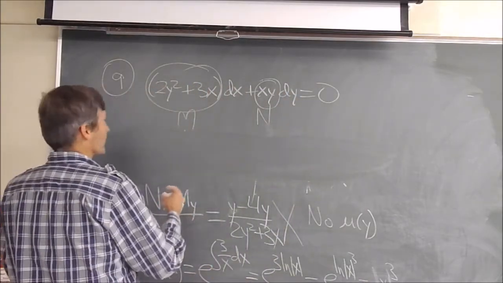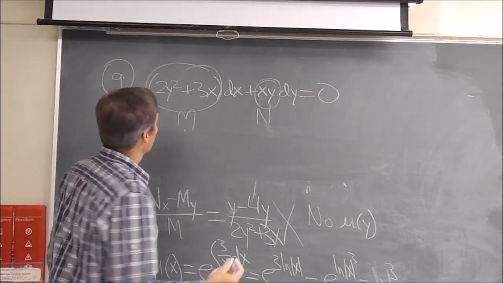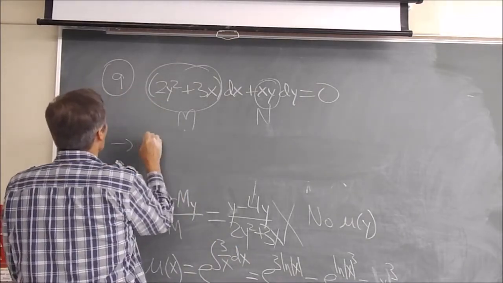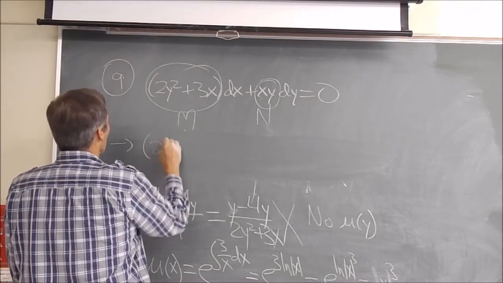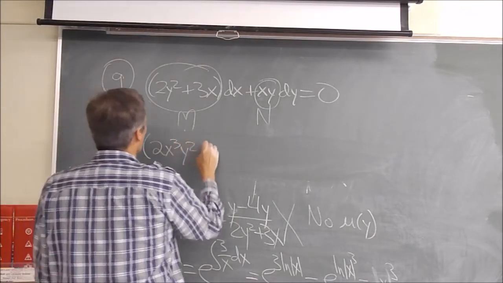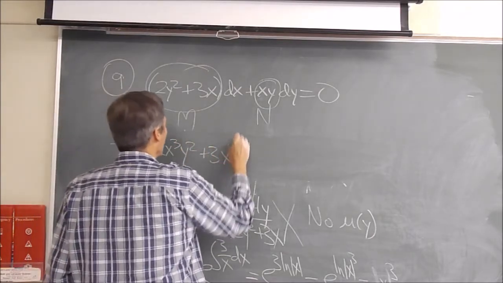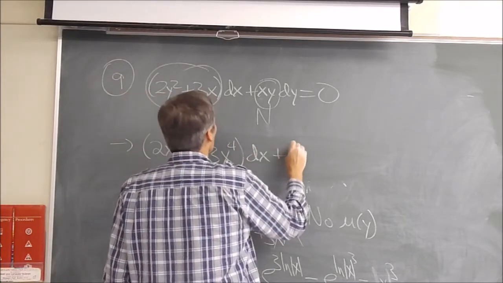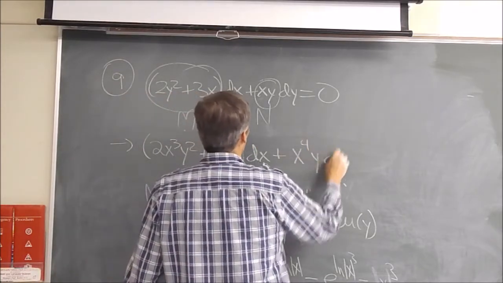And if we multiply this through by x cubed, it will become integrable. Let's try 2x cubed y squared plus 3x to the fourth, now multiplies dx, plus x to the fourth y, now multiplies dy.